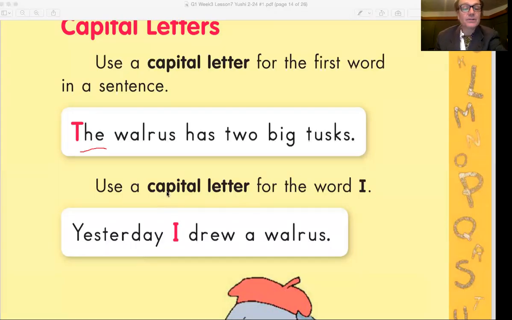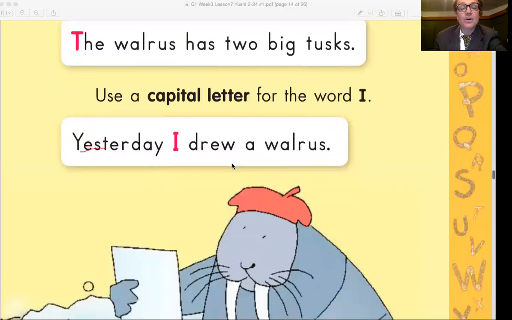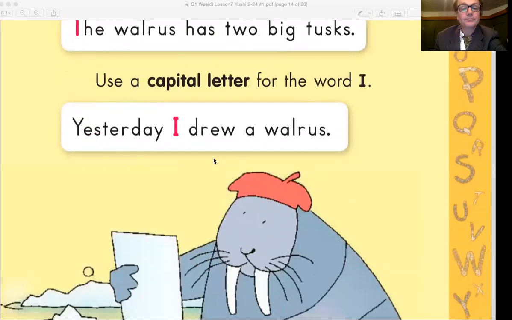This is really important. Yesterday, I drew a walrus. Anytime you say the word I, you capitalize it. It's always capitalized. Always. You never, ever say the word I and spell it like that. Okay? You don't spell it like that. It always has to be like this right here. This is right.